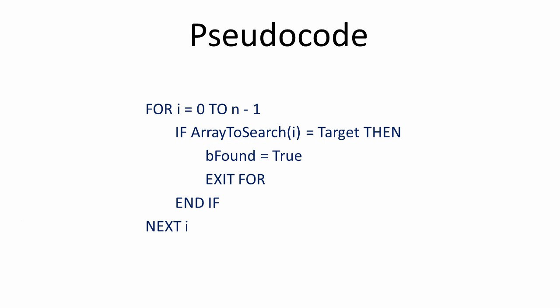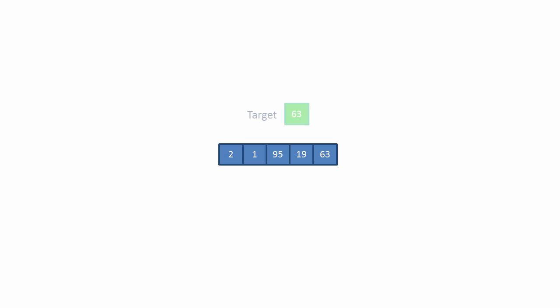Looking at the pseudocode for a linear search, we can see that the loop visits and tests each item in turn. If the target value is found, a Boolean variable is set to true and there's a forced exit from the loop. This is what it looks like. We're searching this list for a target value of 63. Notice that the target value is at the end of the list. It takes a certain amount of time to find it.